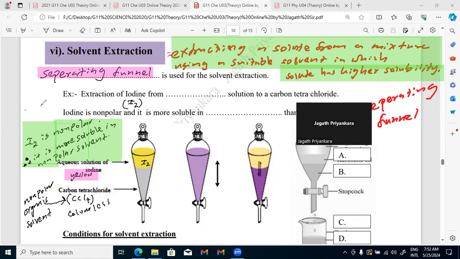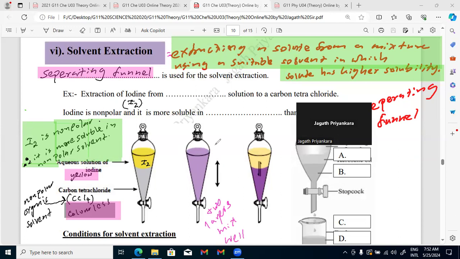Now colors are also important. The upper layer is yellow and the bottom layer is initially colorless. Now you shake these two layers, you mix. You close the lid of the flask, close the tap and shake well. What happens now? The layers mix up. You can write here, the two layers mix. What are the two layers? The CCl4 layer and water. The two layers mix well.